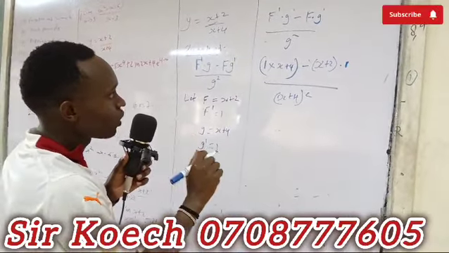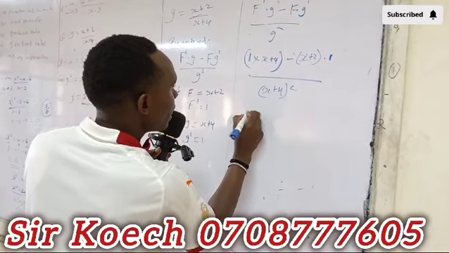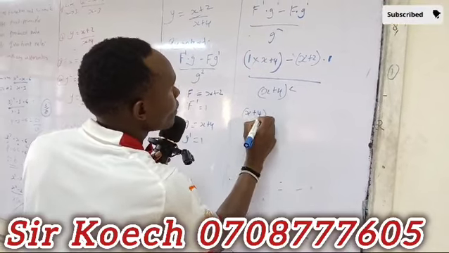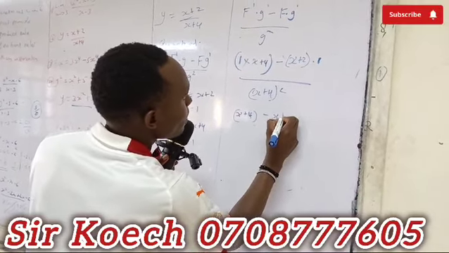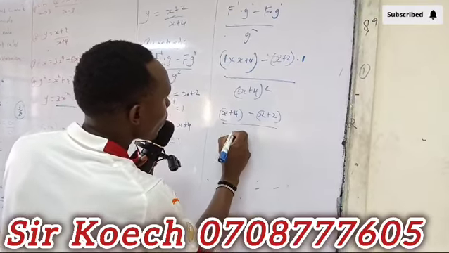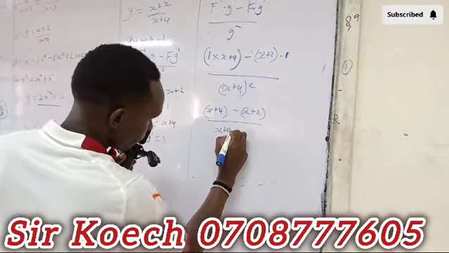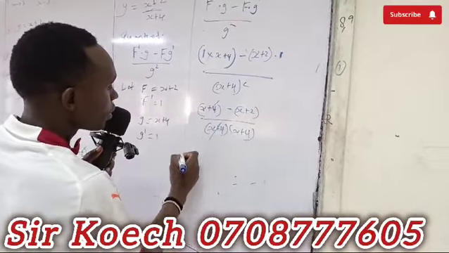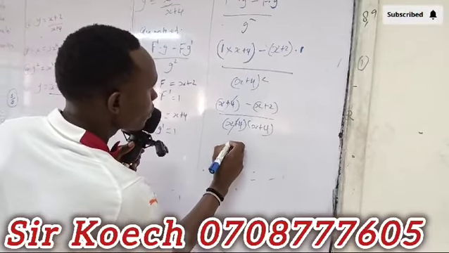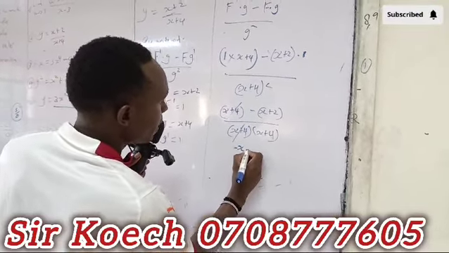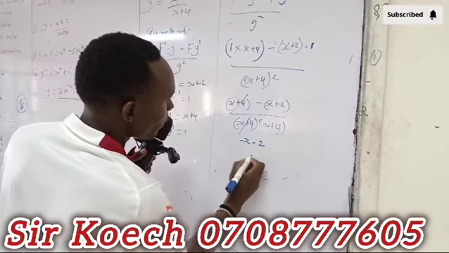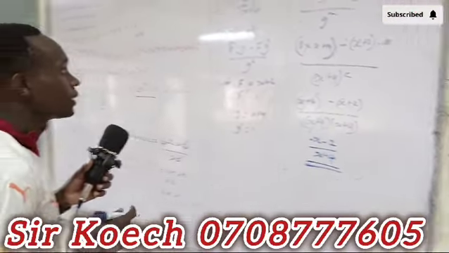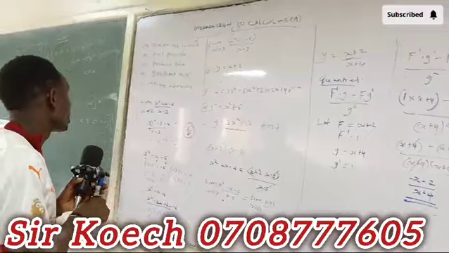So if I work this out now, it will be x plus 4, this is 1 times x, this is x plus 4, then minus x plus 2, then over (x plus 4) squared. You can see this one and this one cancel. So my answer is equal to negative x minus 2, in brackets, over (x plus 4) squared as my final answer, using what? The quotient rule.